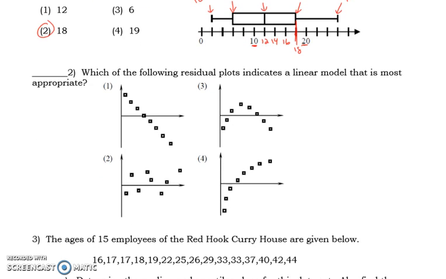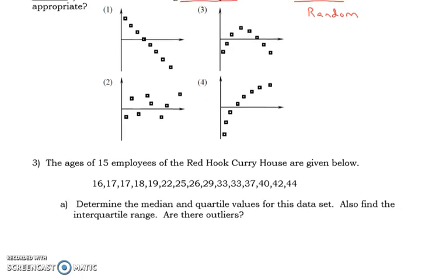Number 2, which of the following residual plots indicates that a linear model is the most appropriate? In a residual plot for a linear model, I want my points to be random around the x-axis. So residual means random, and the scatter plot that's most random is option 2.